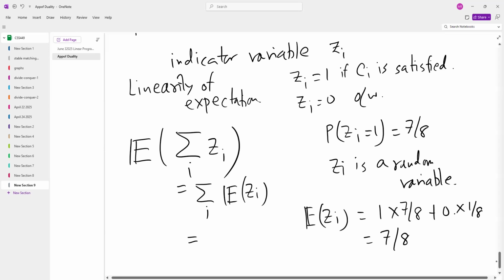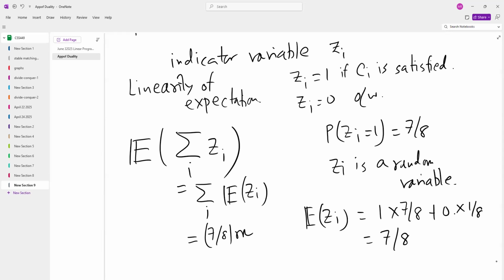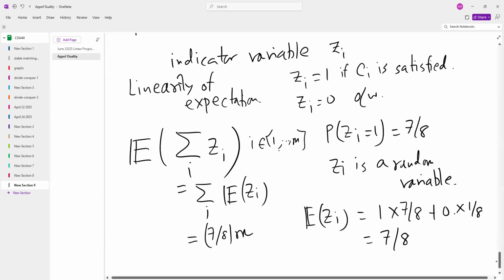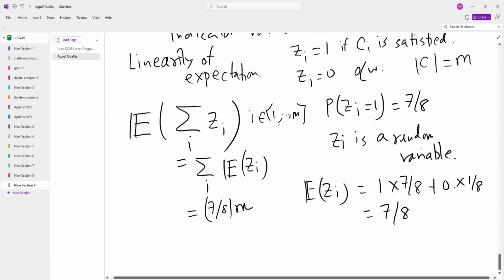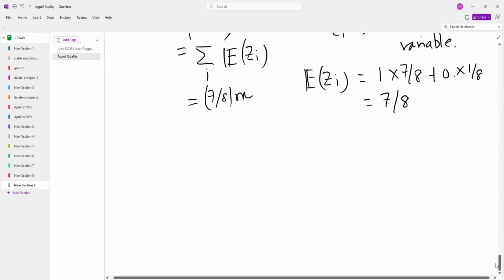So this is going to be what? It's going to be basically 7 by 8 times m, where m is the number of clauses. Is that not i in that case? Yeah, i belongs to 1 to m. I see. Because you have one zi for every clause, and the number of clauses is m. Okay, so that means my approximation algorithm gets 7 by 8 times m, right?